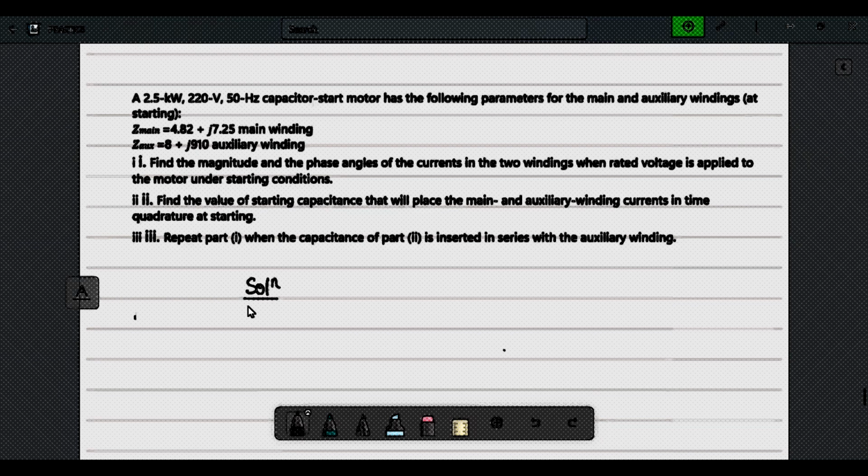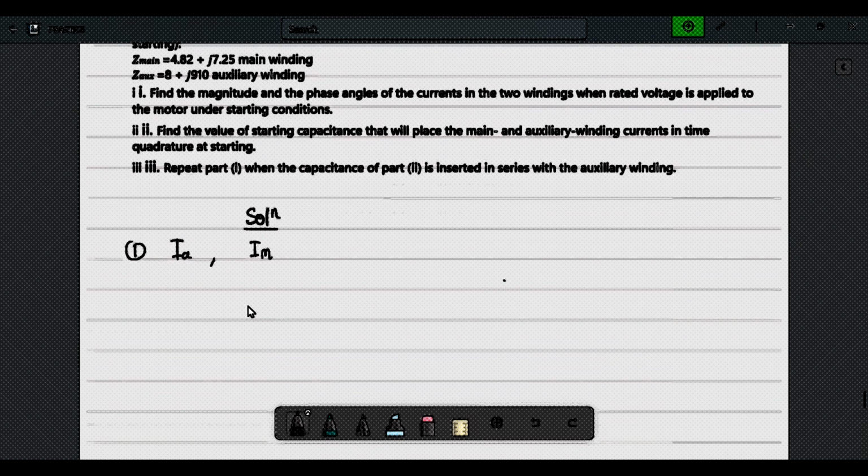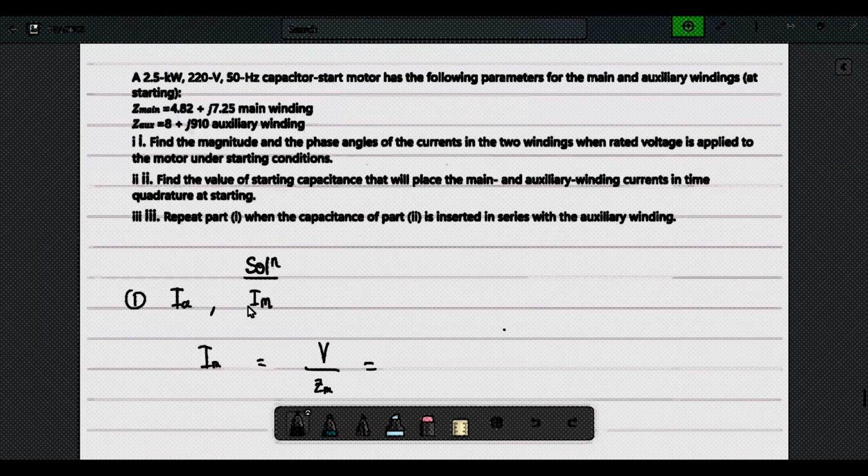For the first part, we have to find the current in the auxiliary winding and also the current in the main winding. I'll denote them as IA and IM. The current in the main winding, IM, will be given by the voltage divided by Z main, which I'll write as ZM, because we are supplying the same voltage to both windings. The supply voltage is simply 220 volts.